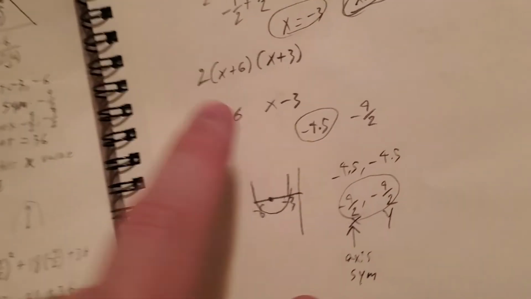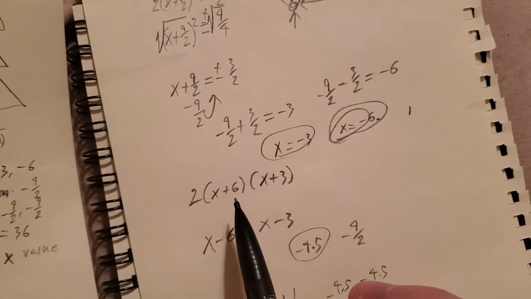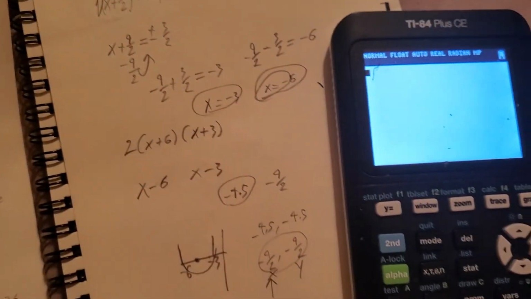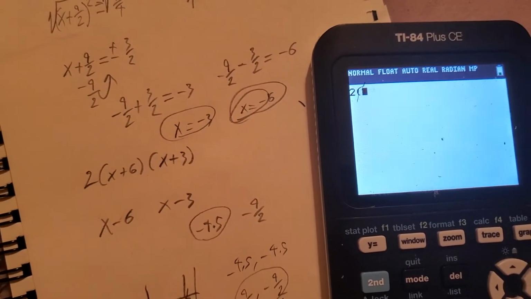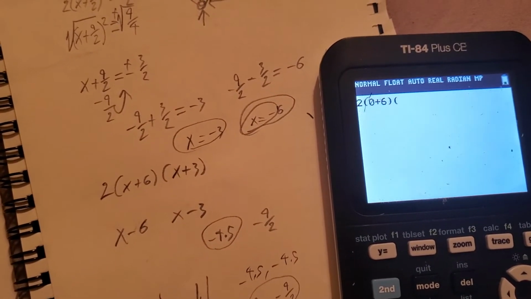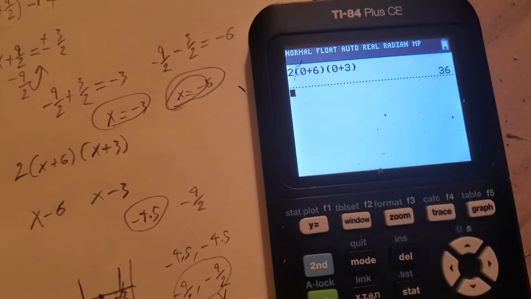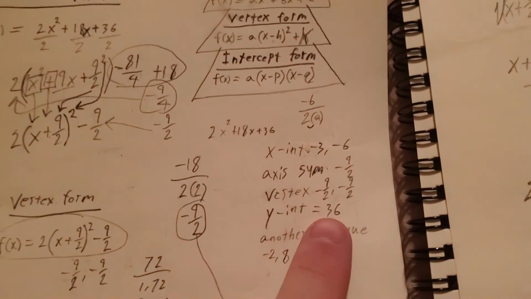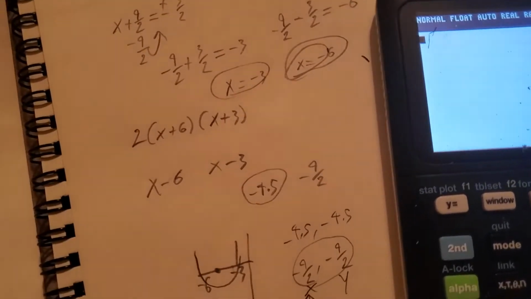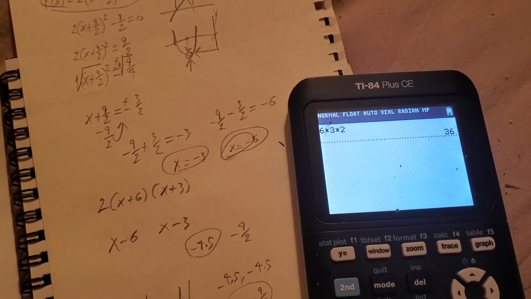So to get the y-intercept, guys, go ahead and just set the x's equal to 0, multiply these across, and then multiply it by 2. To save time, I'm just going to say 2 times 0 plus 6, times 0 plus 3. And that gives us 36, which is the y-intercept of 36. If you knew you were just going to set these to 0, to make it quicker you could just say 6 times 3 times 2, which is 36.